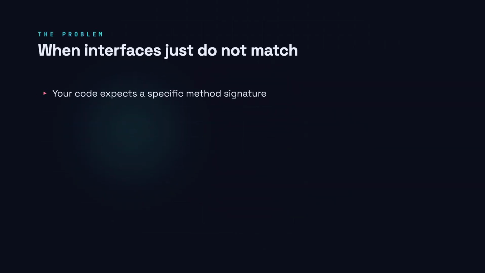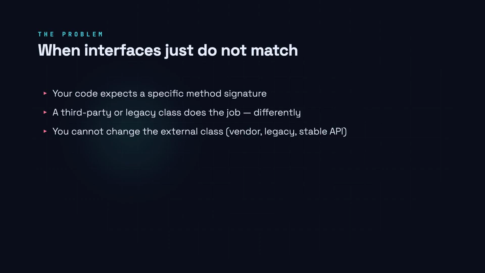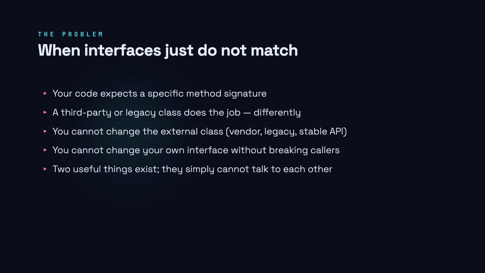Here is a situation every developer eventually hits. You have written code that calls, say, a method named render, and it expects an object with exactly that shape. Then you bring in a third-party library that does exactly what you need, but its method is called draw. You cannot modify the library, and changing your interface would break every existing caller. You are stuck with two things that should work together but simply cannot speak the same language.